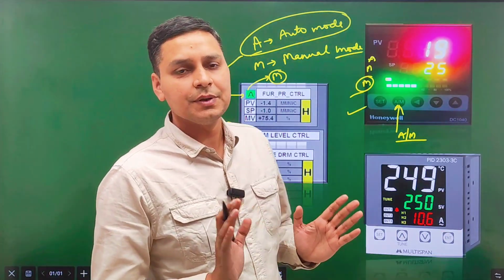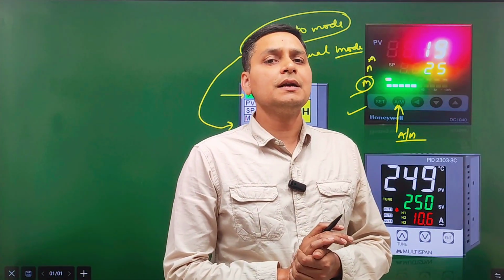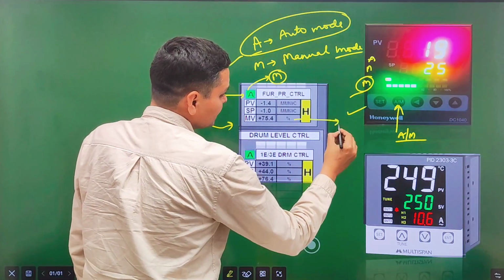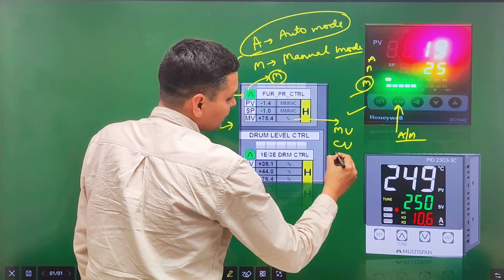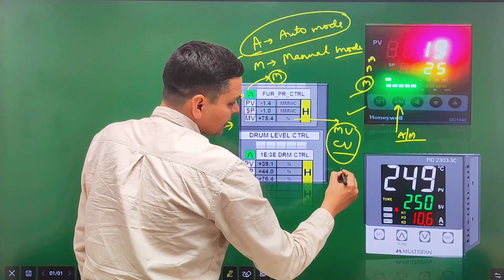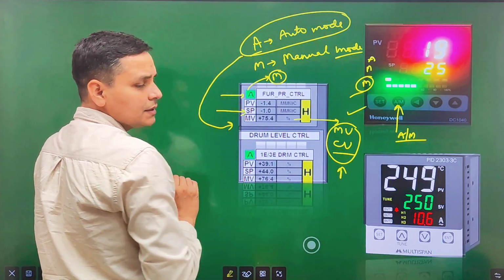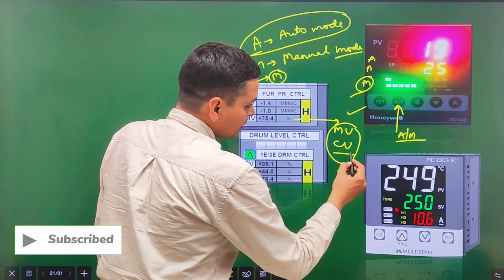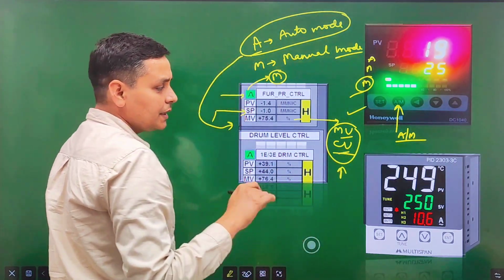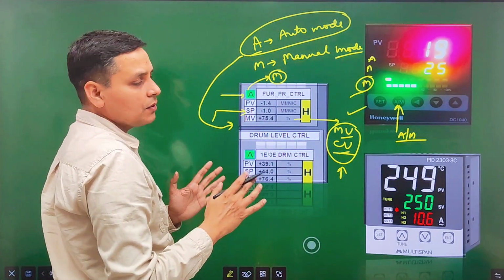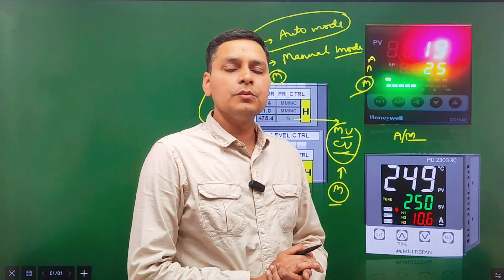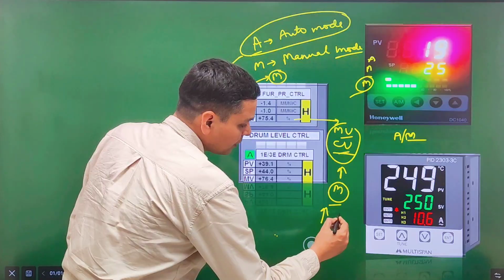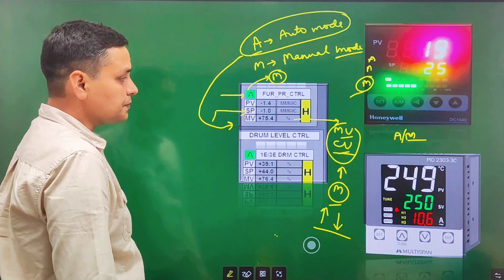The basic difference between auto mode and manual mode is that in auto mode, you will find this MV or CV value is changing and we will set the set point. According to this set point, this MV or CV is adjusted and it will work in auto mode. But in manual mode, we will manually set the output for control, manually open or close a control valve.